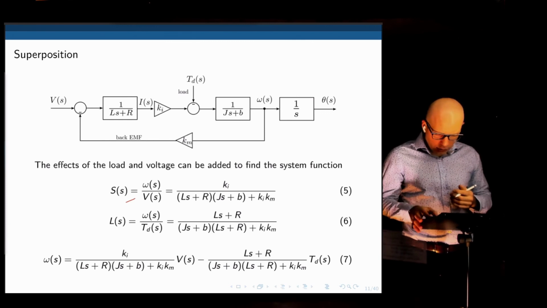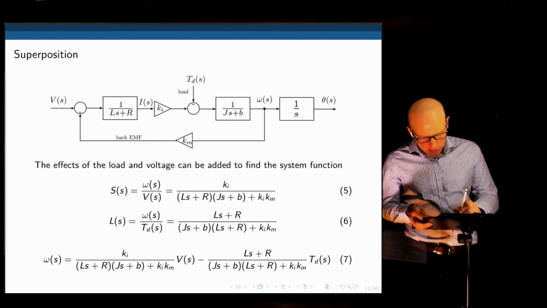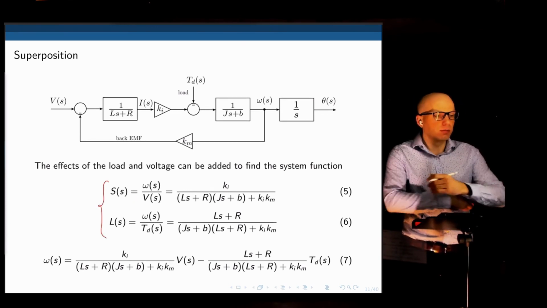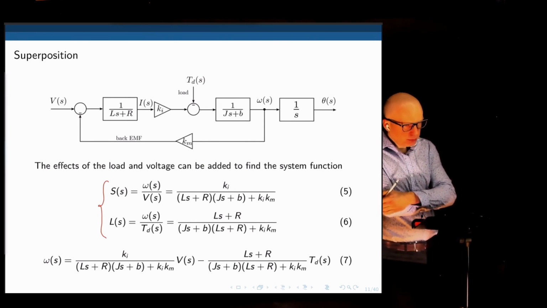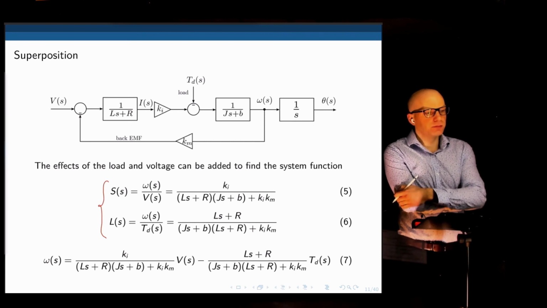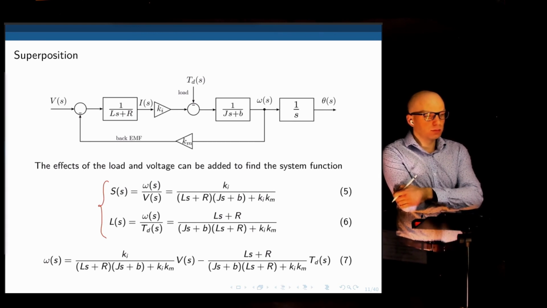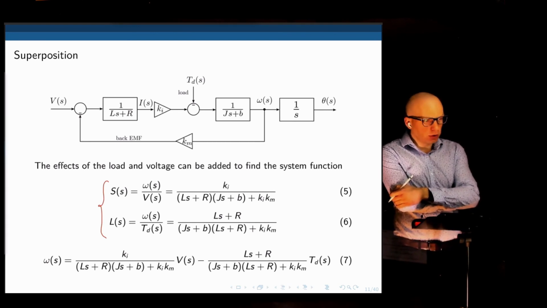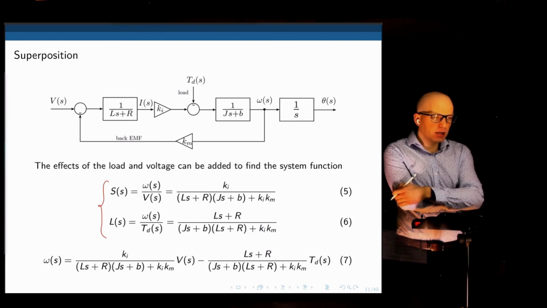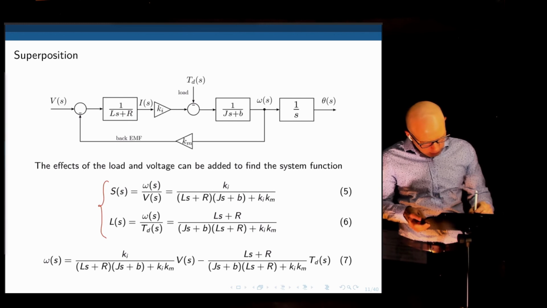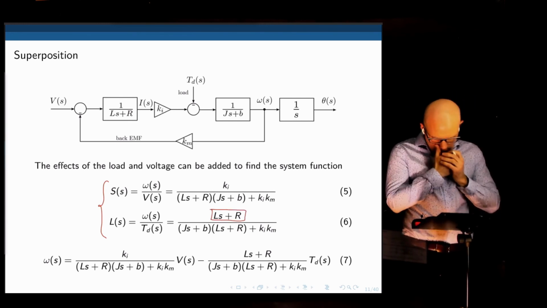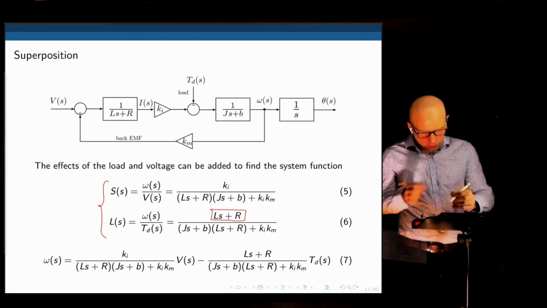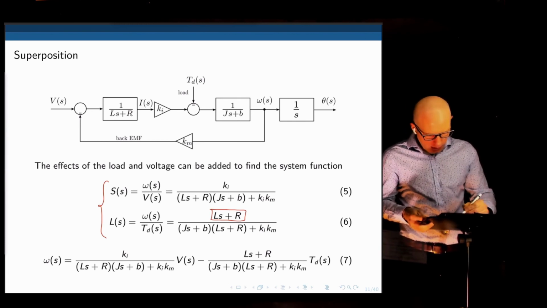Now let's take a closer look at these two transfer functions 5 and 6. Do you see anything similar between them? The denominators are the same? The denominator is exactly the same. What is the difference? The difference is that this transfer function here is multiplied by Ls plus R. What can we conclude from this?